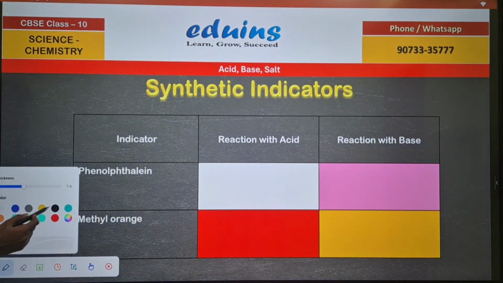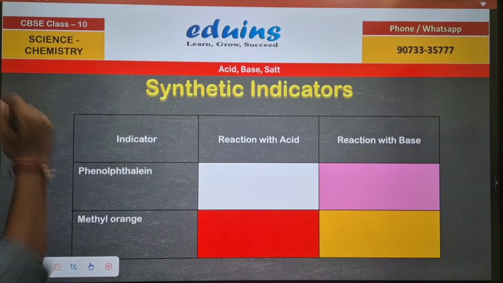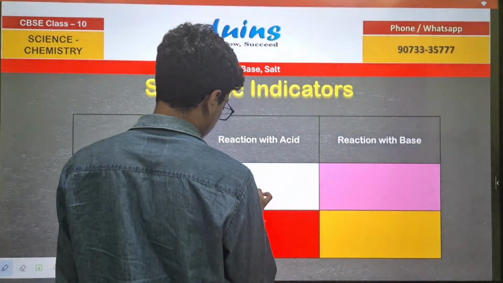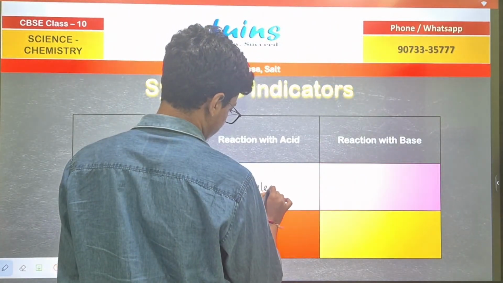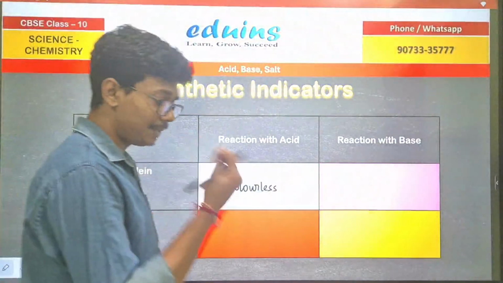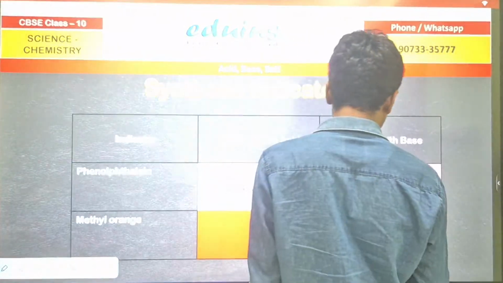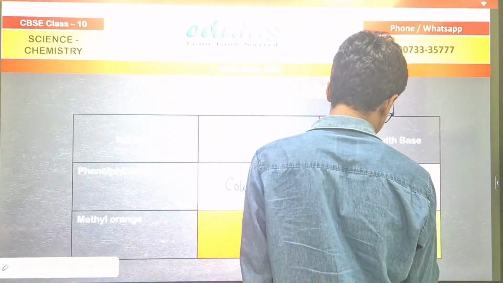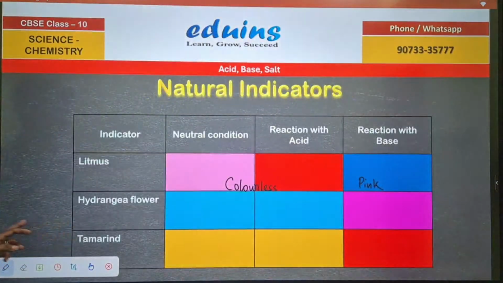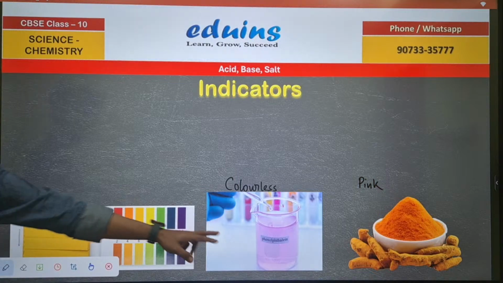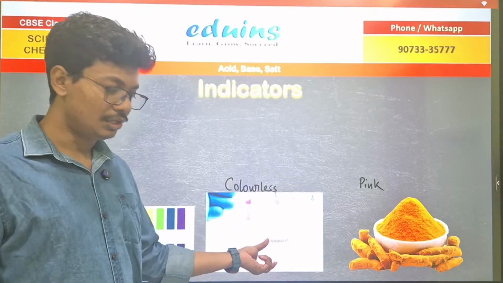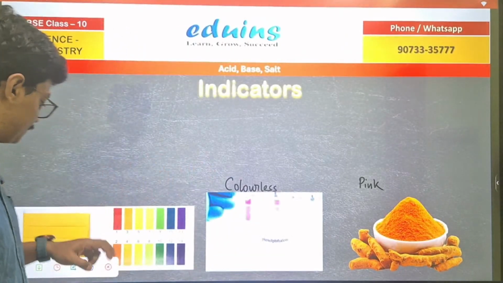So the phenolphthalein, in case of your acidic medium, is colorless. But in basic medium, where the base is present, it will change its color into pink. You will already have observed that phenolphthalein in basic medium turns into pink color. Clear?